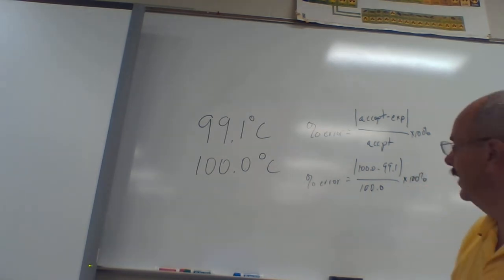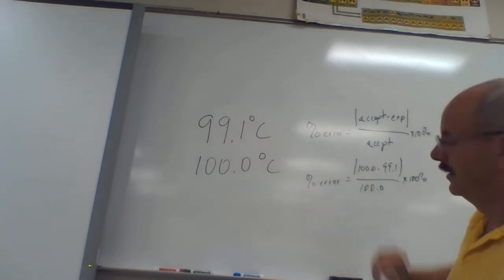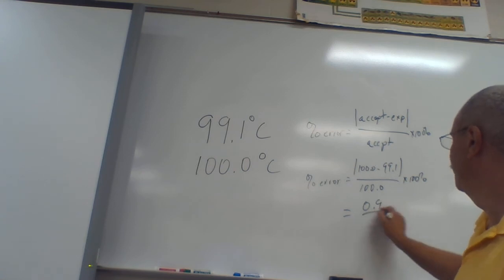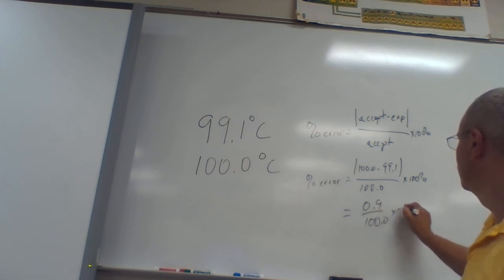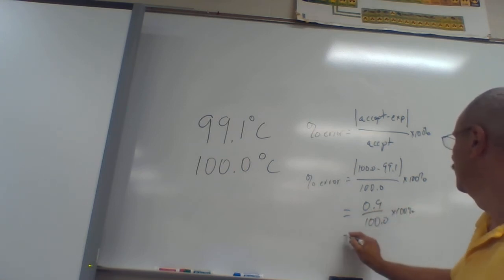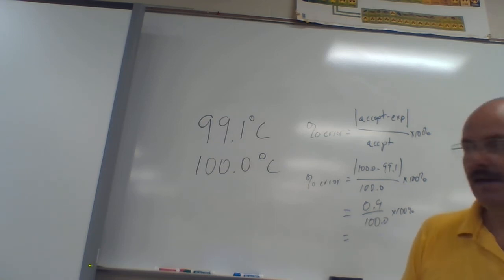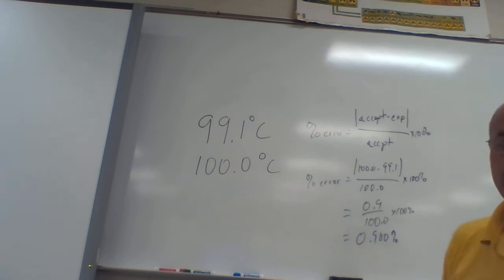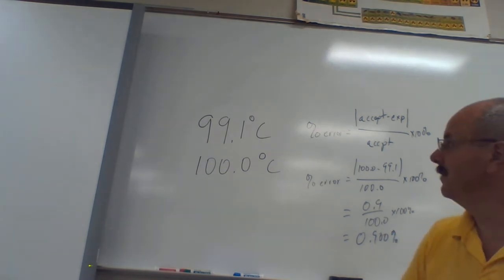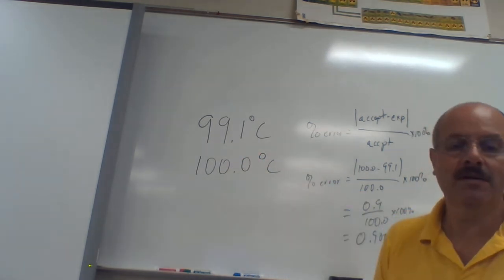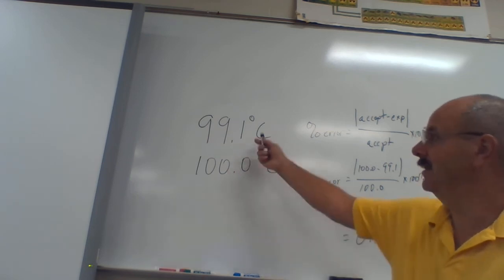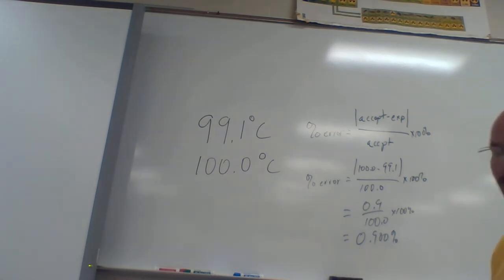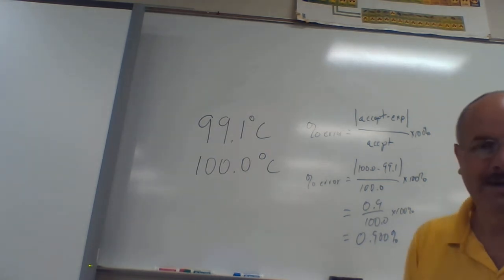So if I do the math on this, if I subtract that, I'm going to get 0.9 divided by 100.0 times 100%. And if you multiply this thing out, you'll get an answer of 0.900% error. Now, what does that mean? That means my thermometer that I used didn't give me 100.0 like it was supposed to. It gave me 99.1. That's off a little bit. How much is it off by? 0.9%. It's a little bit off, right?